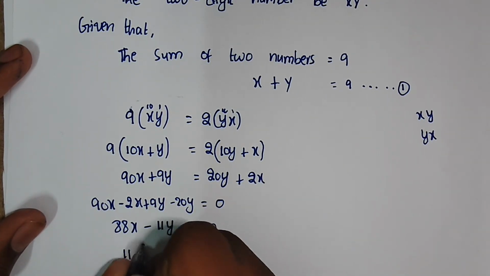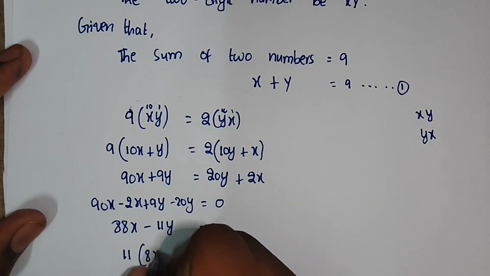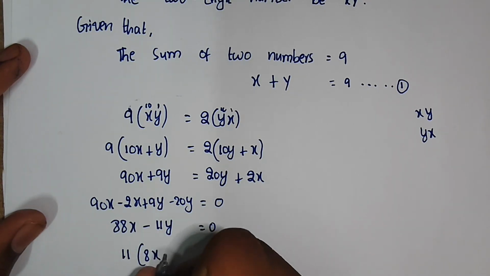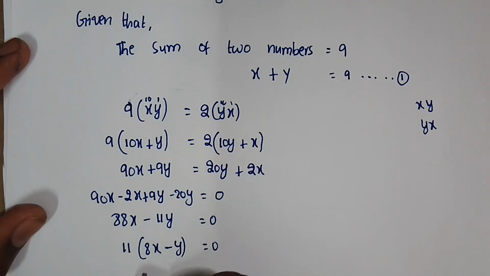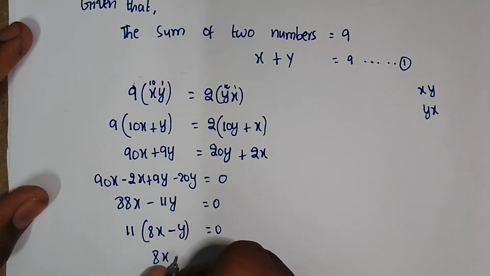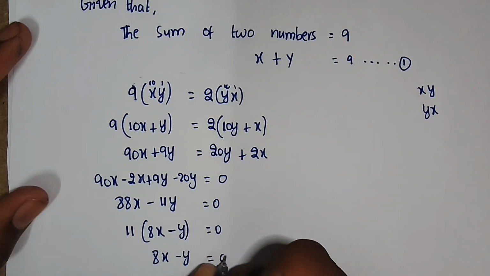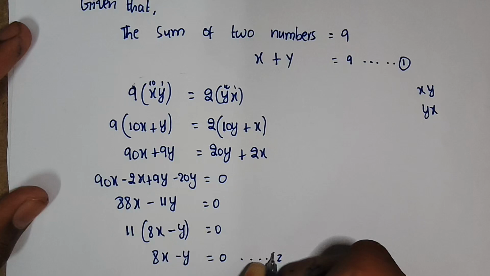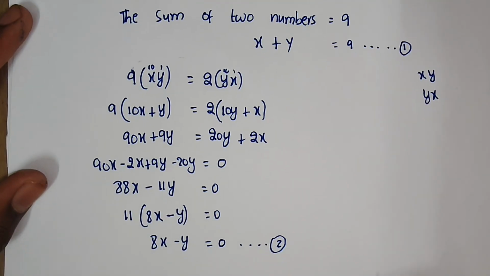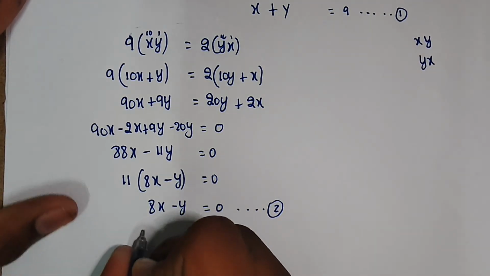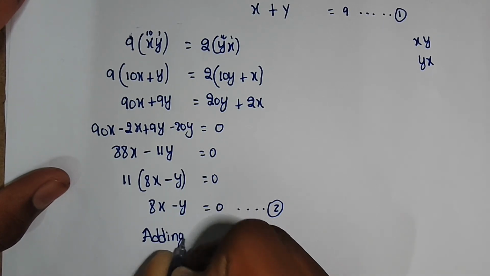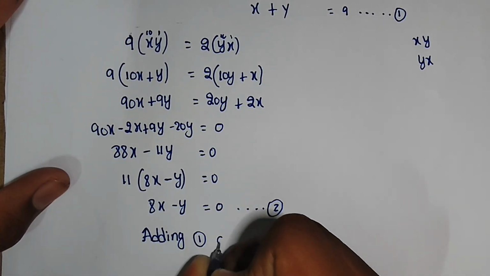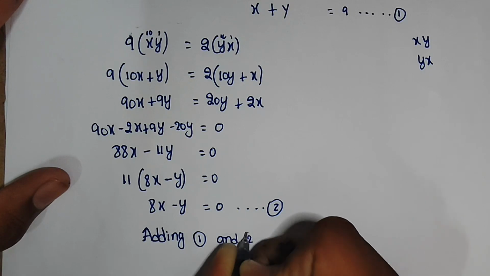Here I am taking 11 common. 11 into 8x, 88x, and 11 into minus y, minus 11y, equals 0. Then it becomes 8x minus y equals 0. I am considering it as equation 2. Now, here I am adding equation 1 and equation 2.